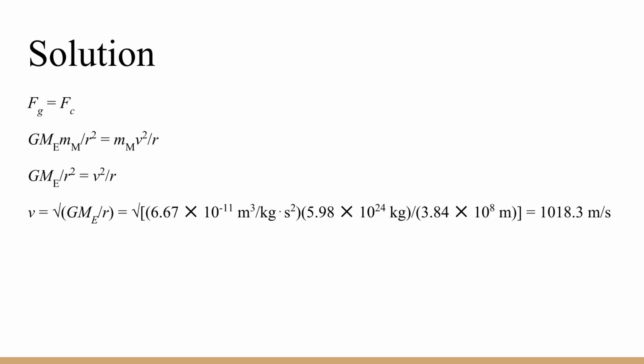So that'll give you the square root of 6.67 times 10 to the negative 11 meters cubed per kilogram second squared, times 5.98 times 10 to the 24 kilograms, over 3.84 times 10 to the 8th meters. That should give us a velocity of 1,018.3 meters per second, right?